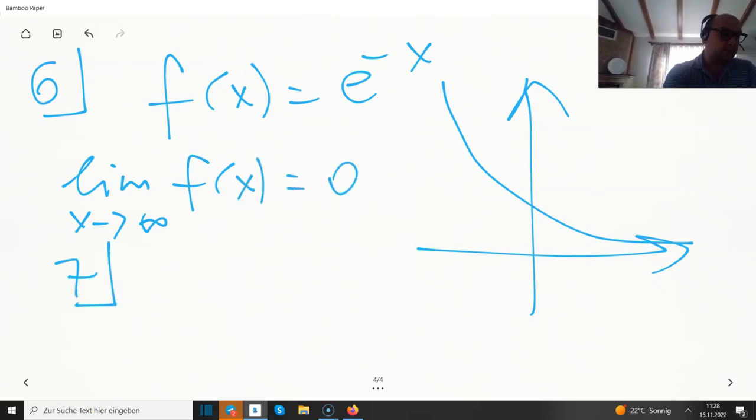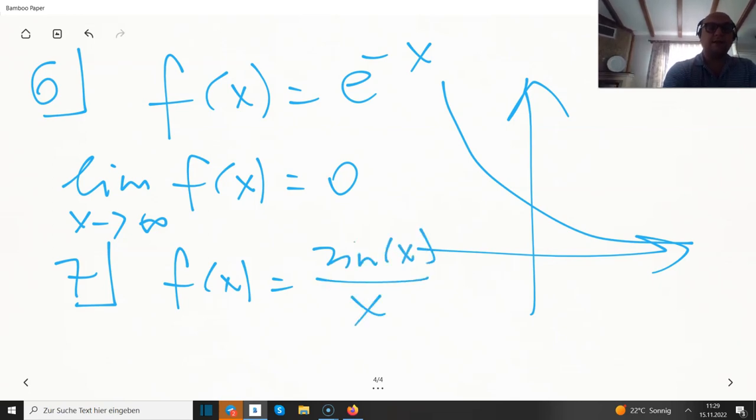And the last one for tonight, f of x equals sine of x divided over x. What's happening here? X runs towards infinity still. Doesn't matter plus or minus infinity.